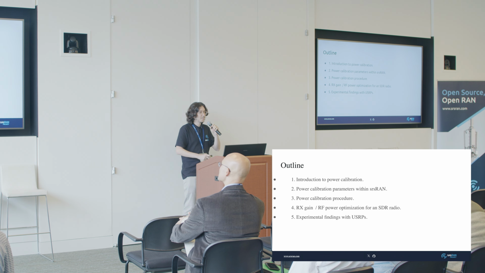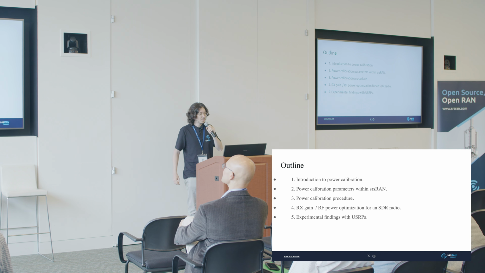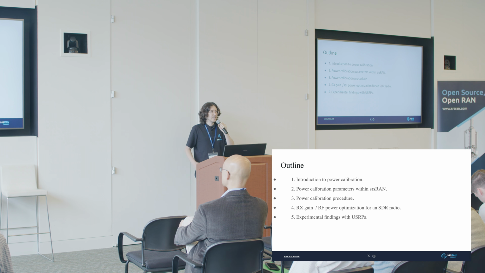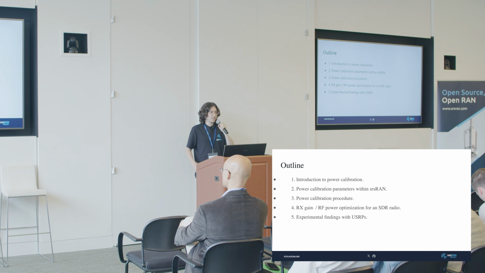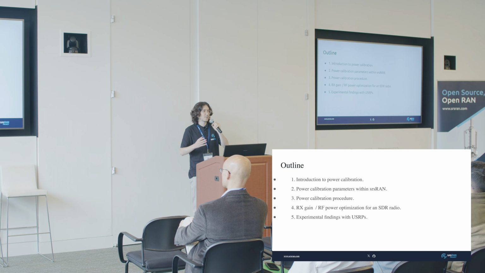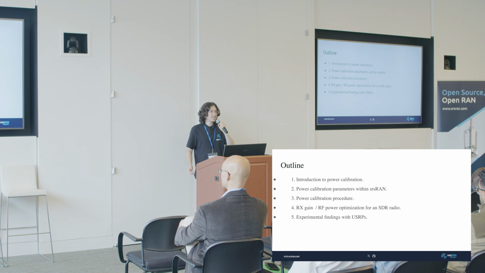First of all, I'm going to introduce an outline to this presentation. First, we are going to do a brief introduction about power calibration. Then we are going to talk about which srsRAN project G-Node-B configuration parameters are relevant for power calibration. I will explain all of them, and what we are going to try to optimize. Then this will lead us into a proposal for a power calibration procedure, a step-by-step guide that you can use to optimize your system.